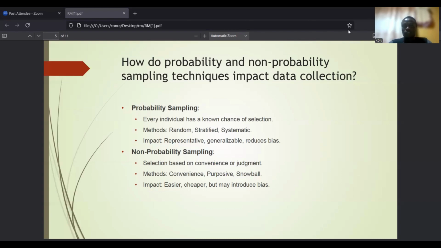Hello, I'm Kasacha Dennis Nicholas, and I'll be taking you through the different sampling techniques, that's the probability and non-probability. Probability sampling, here every individual has a known chance of being chosen. And the methods we have are random, stratified, systematic.